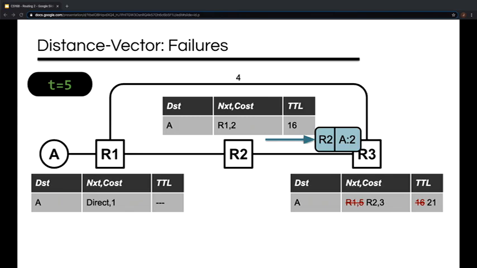Is everybody sort of clear on what's happened so far? We've just sort of copied these in, but now these routes have this time to live from when they originally got it. Does that make sense? They're just counting down.